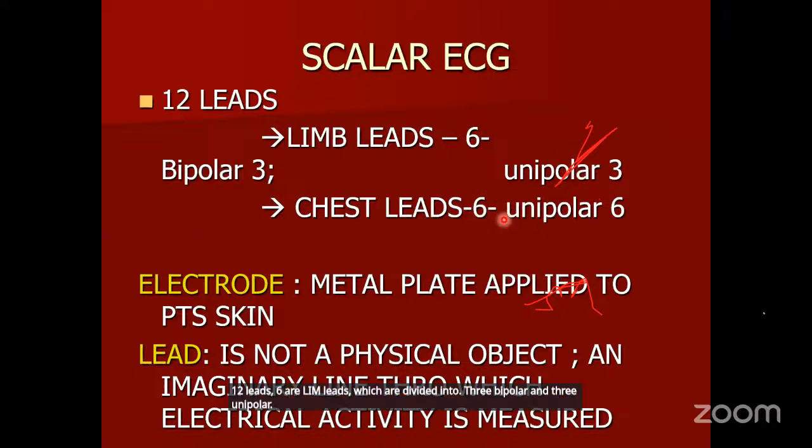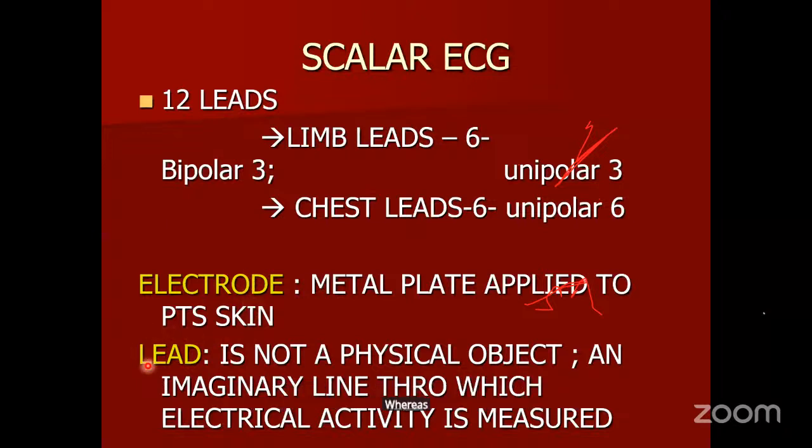All my 6 leads are unipolar. That means I have 9 unipolar leads and I have only 3 bipolar leads. There is a lot of difference between an electrode and a lead. The electrode and lead are not the same. Electrode is a physical object. You have the metal plate or the chest bulb where you apply gel on the patient's skin to get the electrical activity of the heart from the patient to the machine.